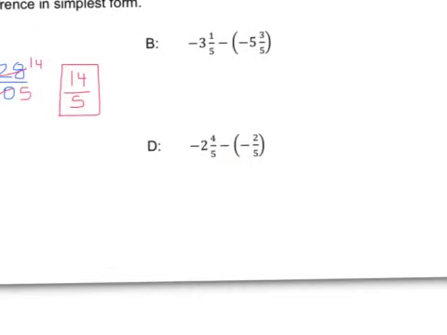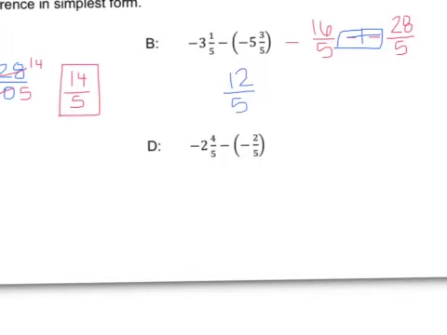So for B, let's change them both. So we have a negative. We'll just throw it out front. Then we have 5 times 3 is 15, plus 1 is 16. So we have 16 over 5. Then we have minus. We have a negative again. 5 times 5 is 25, plus 3 is 28 over 5. Since we are subtracting a negative, remember that's the same as adding. So we need to do negative 16 plus 28, and we get 12. We keep our denominator. So we have 12 over 5. We can't reduce, so just leave it.